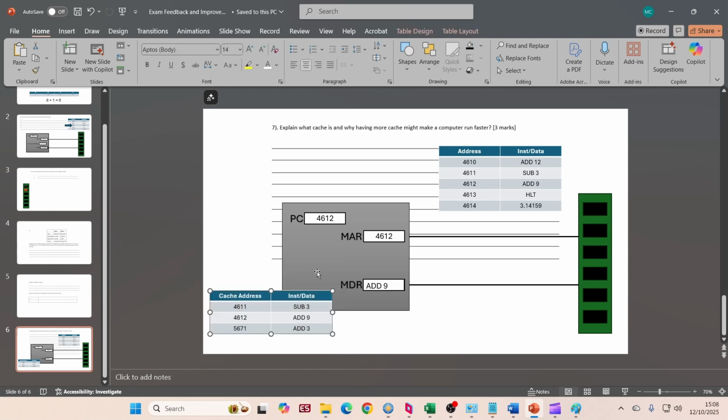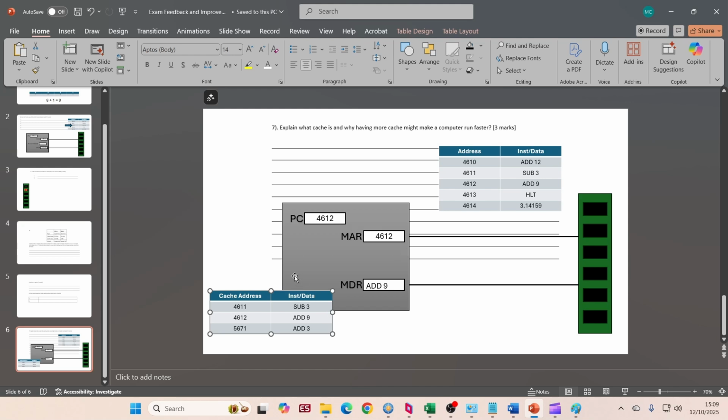Coupled with the fact that it's inside the CPU that makes a difference. I know you might not think that the length of the wire going across the motherboard makes a difference, but it actually does. When you're talking about billions of times a second, it does anyway. Right, so that's what cache is.